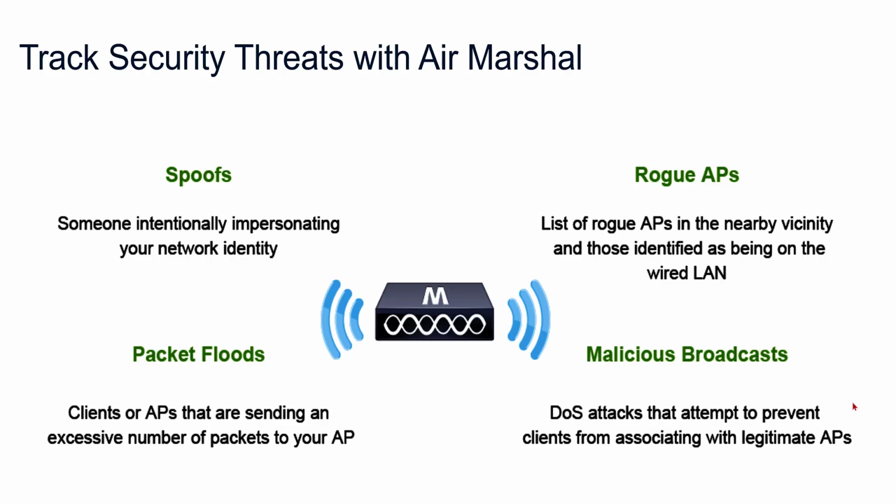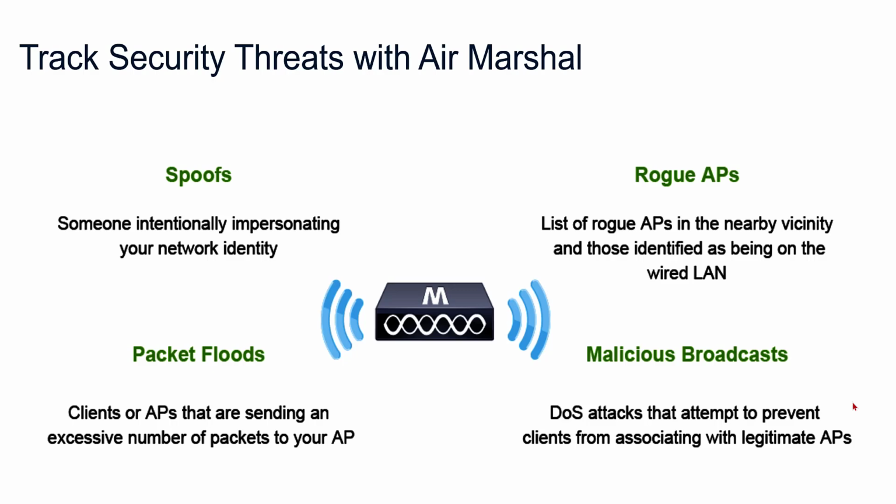Spoofs, someone intentionally impersonating your network identity. We call this an evil twin attack or an impersonation attack. Someone's trying to pretend to be your network. They're using the same SSID. They're using similar or identical BSSID patterns. They're basically trying to trick clients into connecting. So instead of having like a corp Wi-Fi, maybe they have a corp dash Wi-Fi. Or even the same SSID, but using a rogue AP. This is used to do things like credential harvesting or facilitating some sort of man-in-the-middle attack.